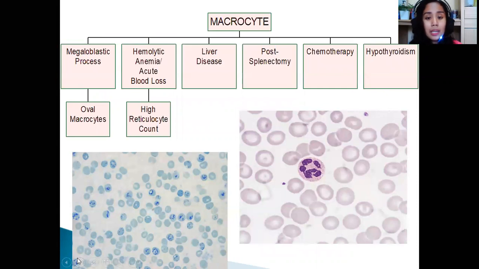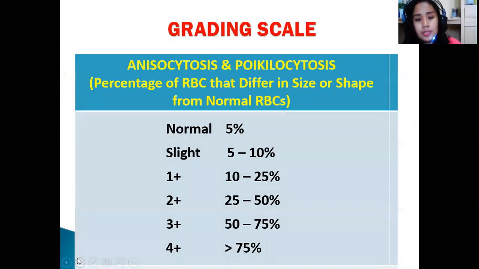So for your macrocytes, it can result in megaloblastic anemia or megaloblastic processes. We have post splenectomy, pag tinanggal yung spleen, after chemotherapy, liver disease I told you in relation to LCAT, hemolytic anemia, hypothyroidism. So class, these are the grading scale.